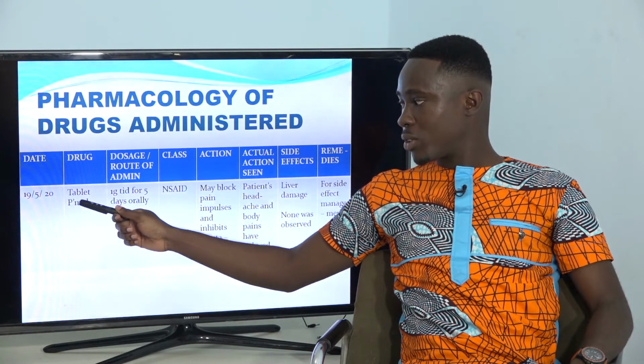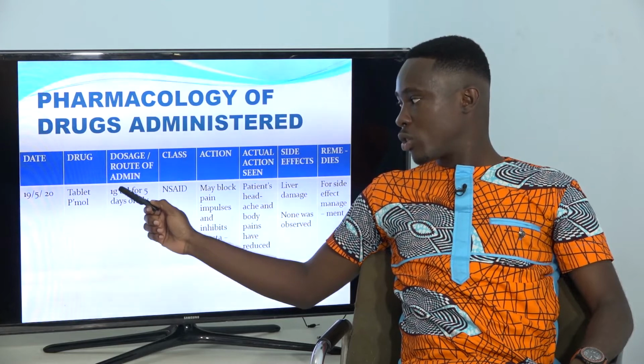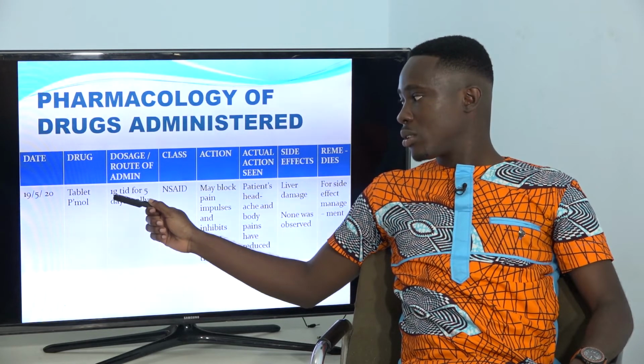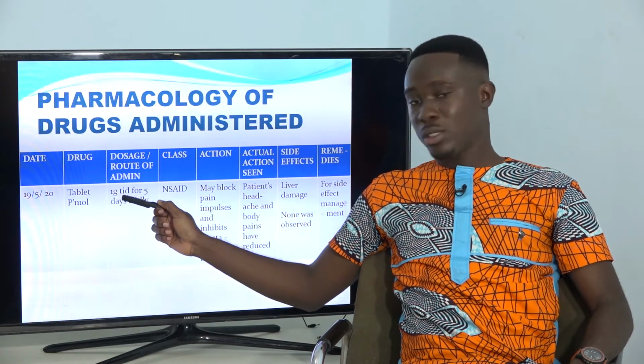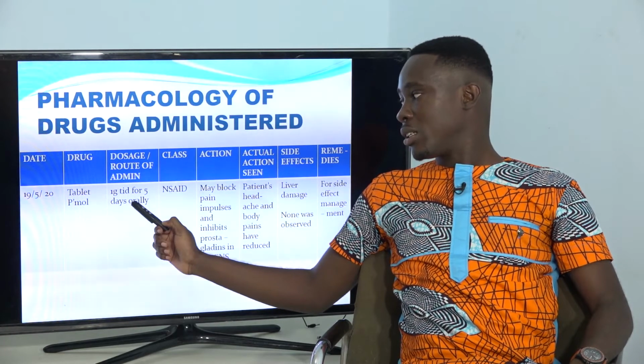Then the drug itself is tablet paracetamol. Then the dosage and route of administration. The dosage is 1 gram. The frequency is TID for 5 days. The duration is 5 days. Then it's an oral medication.